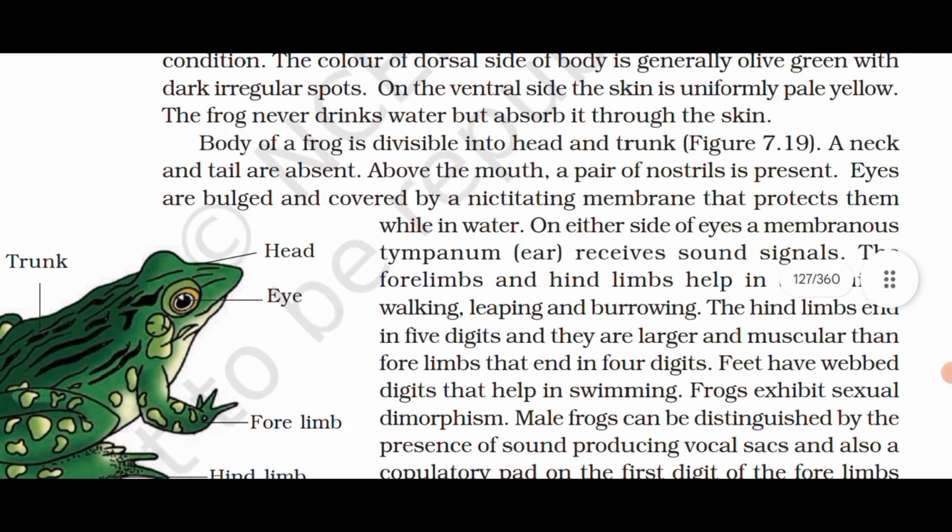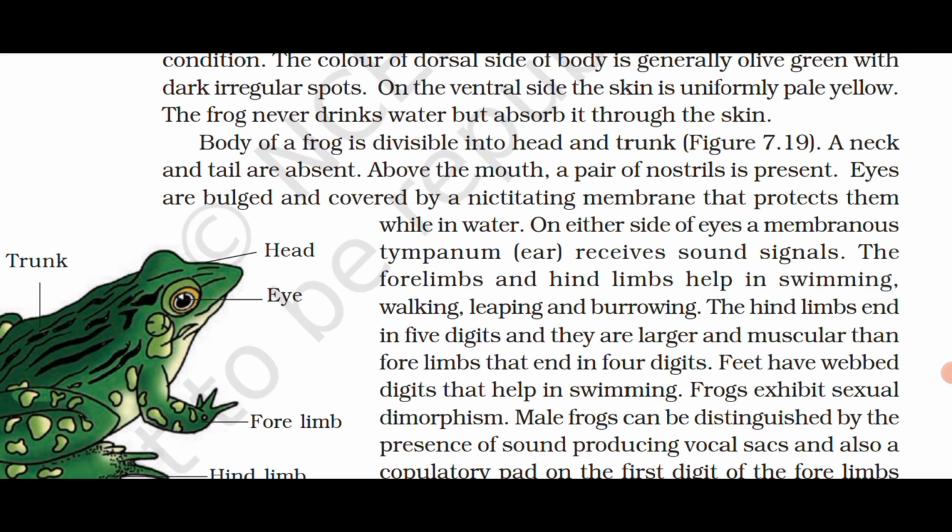The body of a frog is divisible into head and trunk. A neck and tail are absent. Above the mouth, a pair of nostrils is present. Eyes are bulged and covered by a nictitating membrane that protects them while in water. On either side of the eyes, a membranous tympanum, the ear, receives sound signals. The forelimbs and hind limbs help in swimming, walking, leaping, and burrowing.